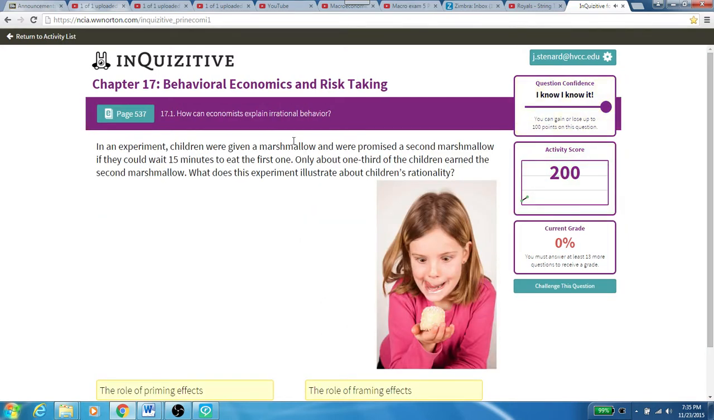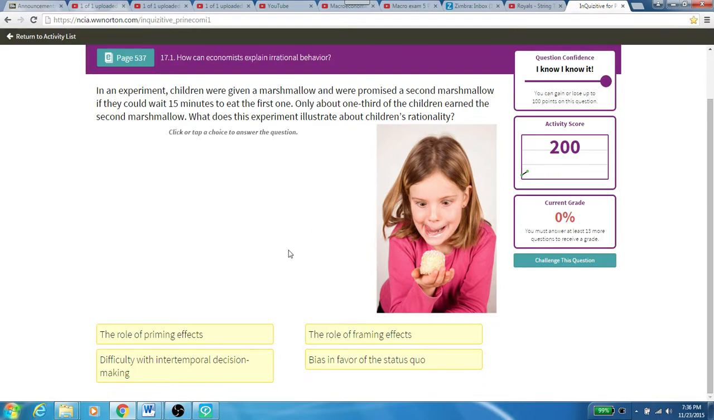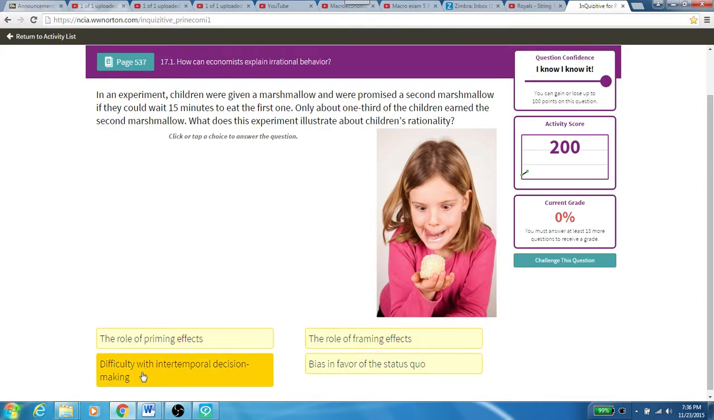In an experiment, children were given a marshmallow and were promised a second marshmallow if they could wait 15 minutes to eat the first one. Only about 1/3 of the children earned the second marshmallow. What does this experiment illustrate about children's rationality? Well, it seems like a problem with difficulty with intertemporal decision making. It's hard, and many of us, you know, it's funny. We're often the kid, right?